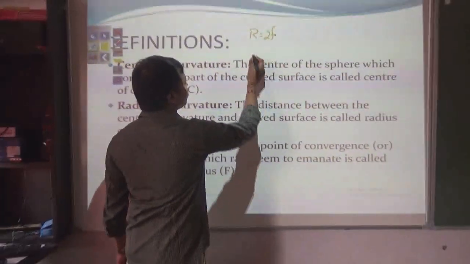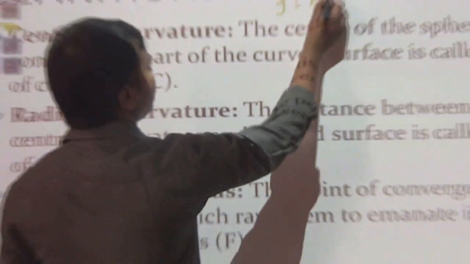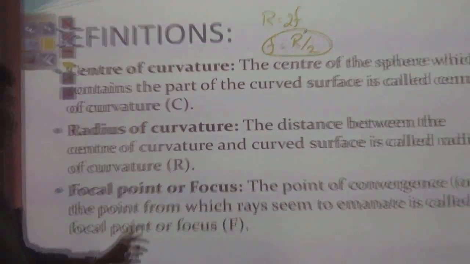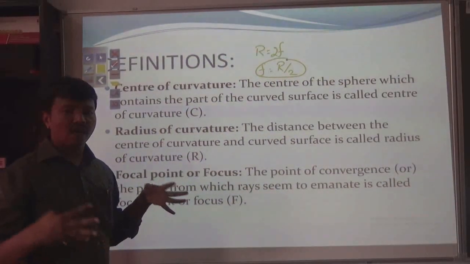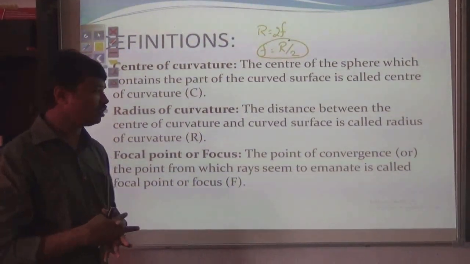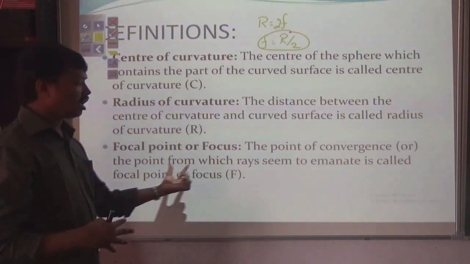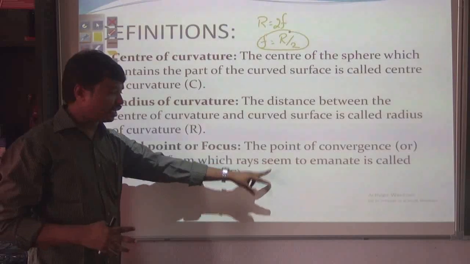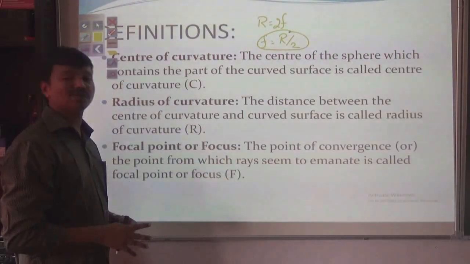R is equal to 2F, from which F is equal to R by 2. This is most important. At the focal point, the light rays converge. The rays that emanate converge in the case of a convex lens, and in the case of a concave lens they diverge. This is most important.